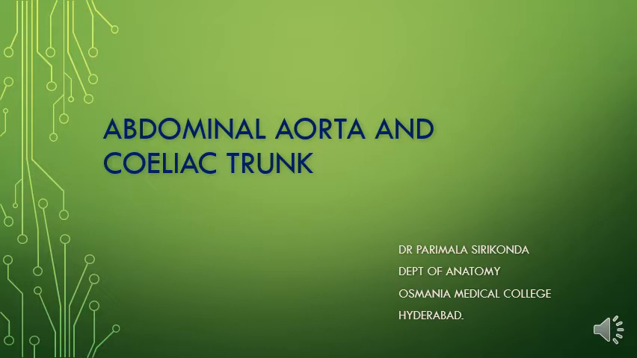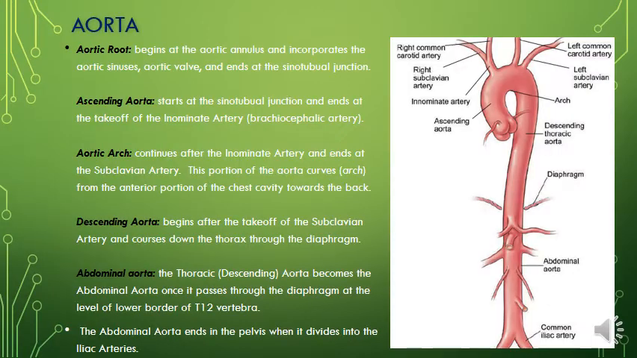Good morning, students. Today we are going to discuss the abdominal aorta and the celiac trunk. The aorta is divided into different parts: aortic root, ascending aorta, aortic arch, descending aorta, also called the descending thoracic aorta, and abdominal aorta.